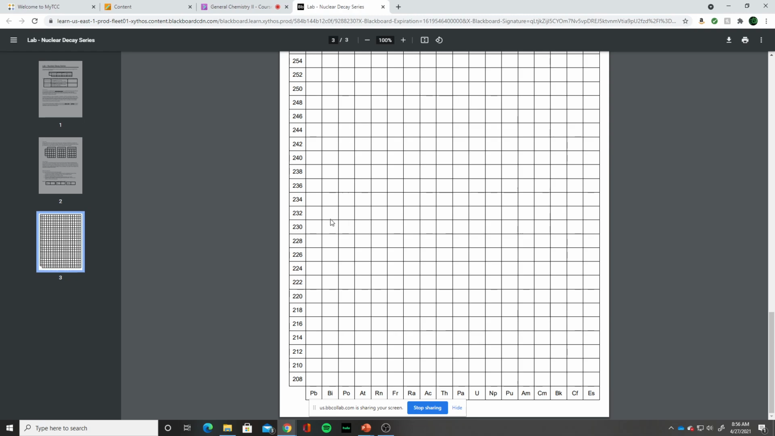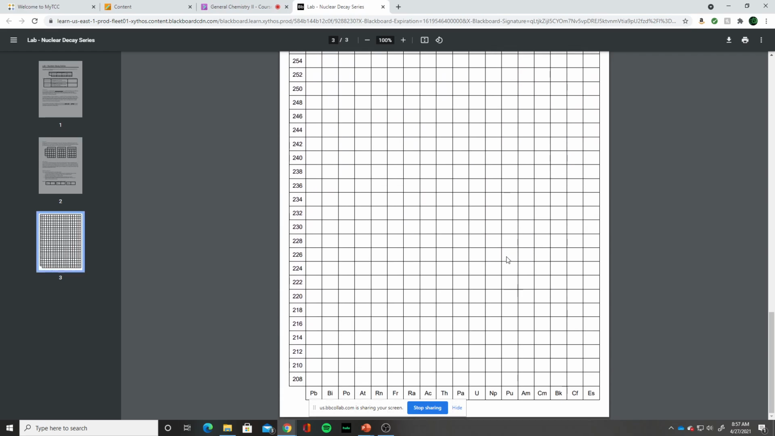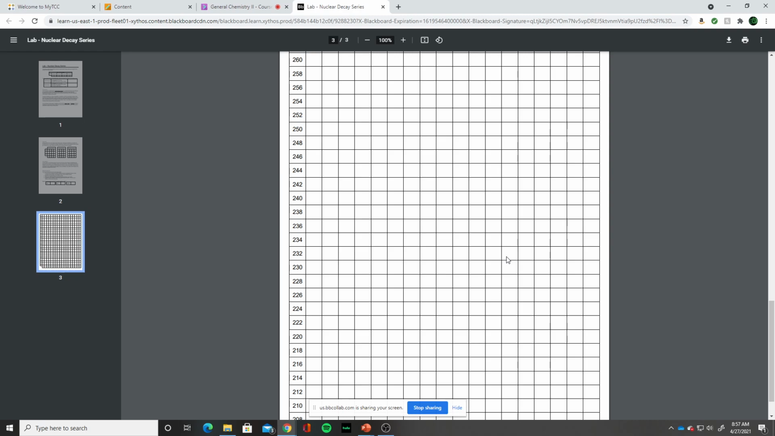So let's see, 238, there it is, so 238, and uranium, so you would shade in this box right here, because that is the most stable isotope of uranium. And so you'll just do the same thing for all the rest of these. Find the most stable isotope of all of these elements, and just shade in that box. And I don't really care what color or anything you do, just as long as it's clear that you have the belt marked.